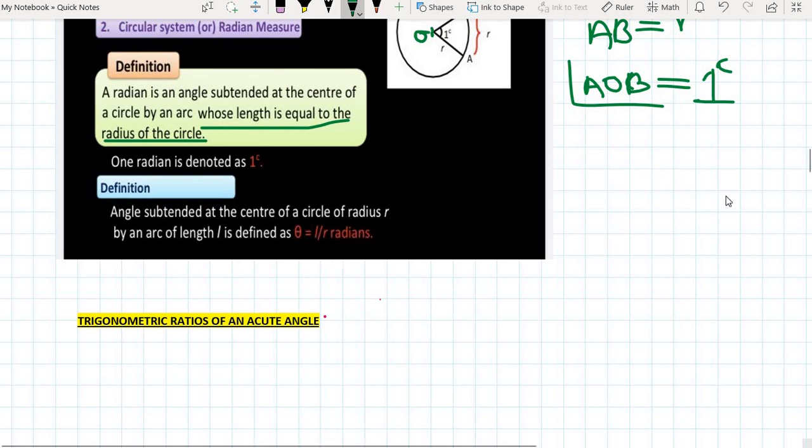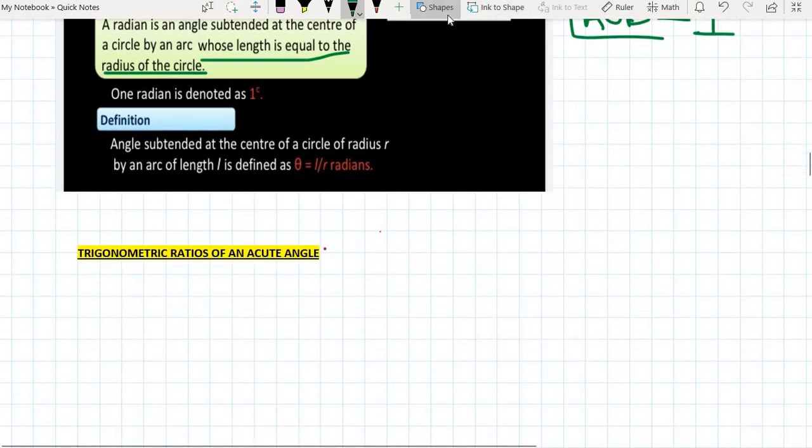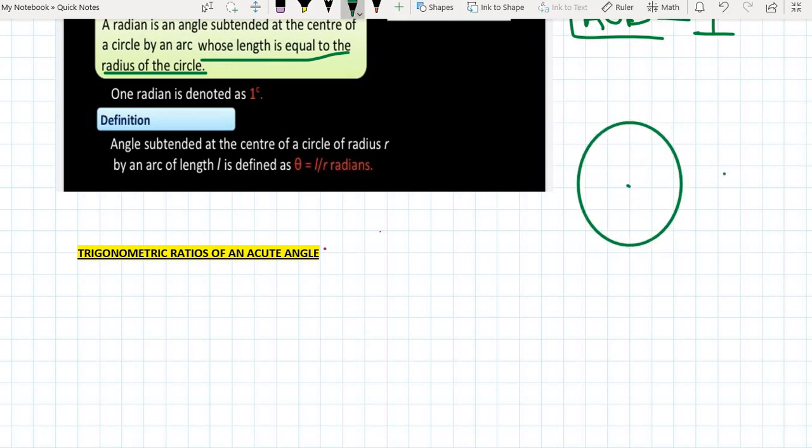So suppose we consider a unit circle like this, centered at the origin. Suppose this is the center, I'll mark it as O. As I said, it is a unit circle, so the radius will be 1 unit. Consider this also 1 unit. Consider the arc AB. The arc length is also equal to 1 unit, meaning the length of the arc AB is equal to 1 unit.